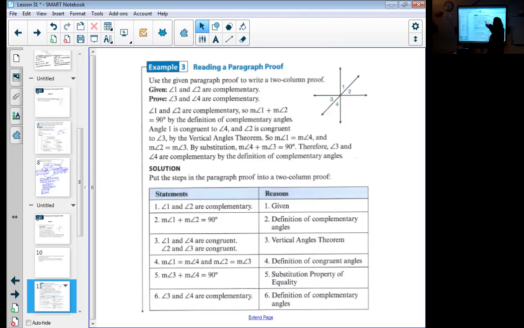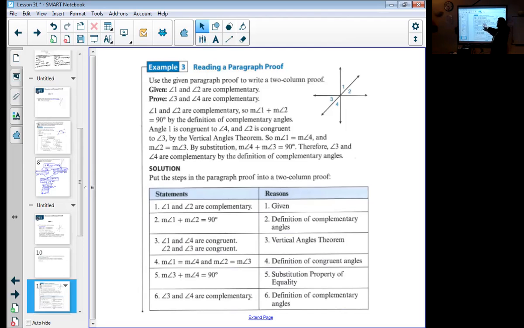The second statement is, measure of angle 1 plus measure of angle 2 is equal to 90 degrees. That is our statement. Now our justification or our reason is the definition of complementary angles. The next sentence says angle 1 is congruent to angle 4 and angle 2 is congruent to angle 3. Here it says angle 1 and angle 4 are congruent, angle 2 and angle 3 are congruent by the vertical angles theorem.